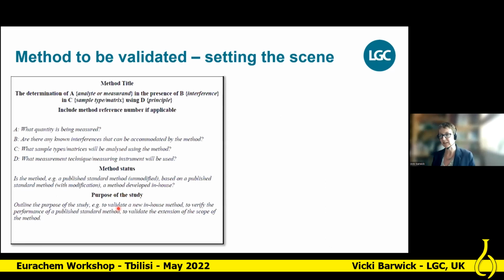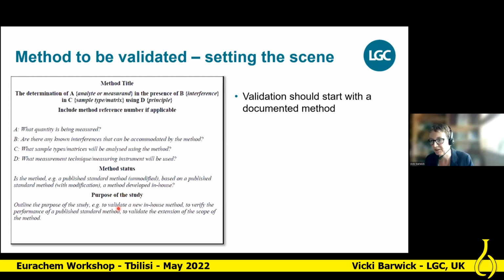We do obviously need to be clear what it is we're actually validating. Ideally, validation should start with a documented method. Sometimes we can get into a cycle of development and evaluation, an iterative process where we're trying to improve a method. But at some point, we need to take a decision and say, okay, I'm at the point now where I'm going to carry out a formal validation study, and that should be against a documented method. This slide shows a summary of what might go into a method description.